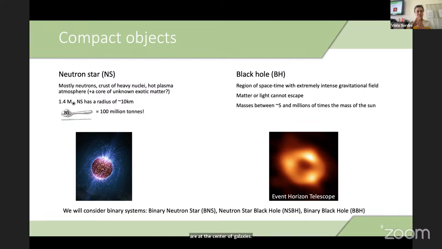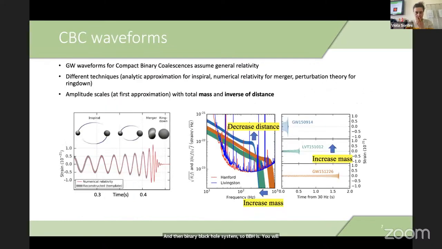So we consider binary systems with all the possible combinations of these compact objects. When I say binary system, it is two objects that are orbiting around each other, losing energy through gravitational waves, and then merging. We consider systems with two neutron stars, which we call binary neutron stars, BNS. Then mixed systems with a neutron star and a black hole, these are NSBHs. And then binary black hole systems, BBHs. You will see these acronyms a lot in the presentation.